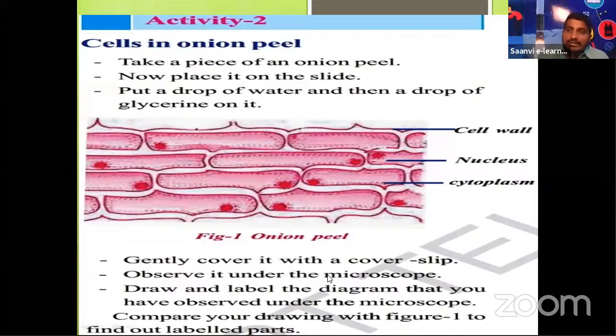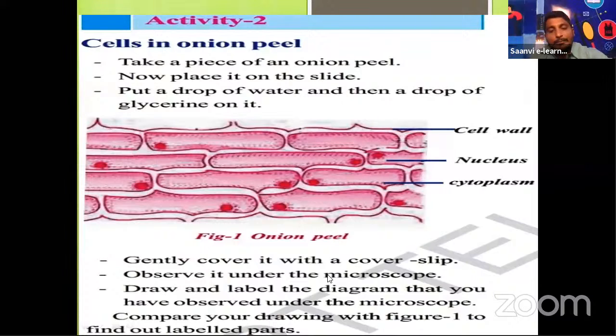While you are observing, children, you have to maintain an observation book. You have to draw what you have observed under the microscope. Okay, children, draw and label the diagram that you have observed. Be ready with the observation book and a pencil to draw and label the diagram.